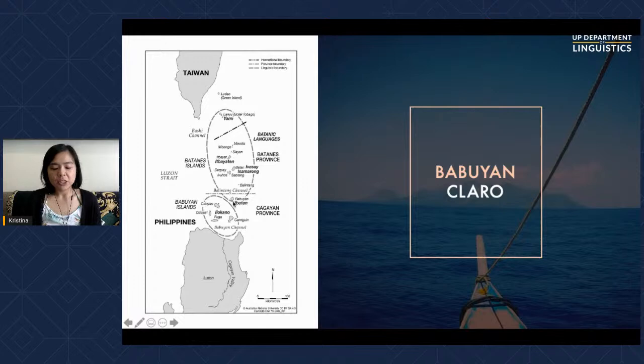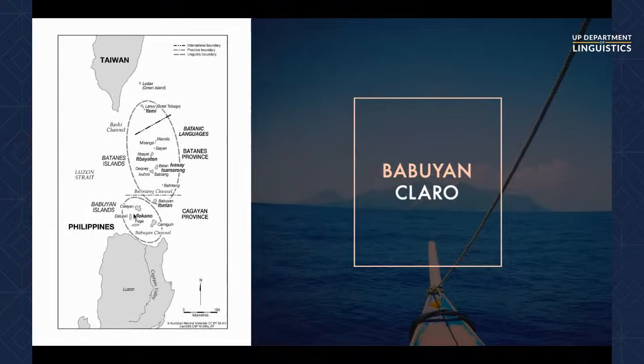However, geographically, the Babuyan Claro community belongs to the administrative region of Calayan, Cagayan, in which the region is mainly Ilocano-speaking. And Ilocano is the regional lingua franca of northern Luzon. And just to note that the current between Babuyan Islands and the Batanes Islands is quite treacherous. And so traveling northwards to Batanes is more difficult for the Ibatans compared to traveling around this group of islands here.